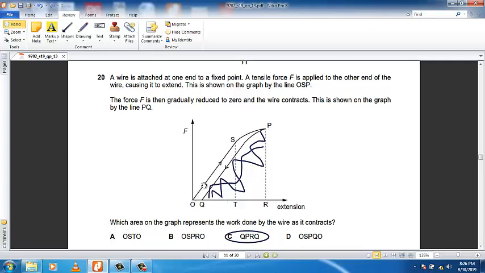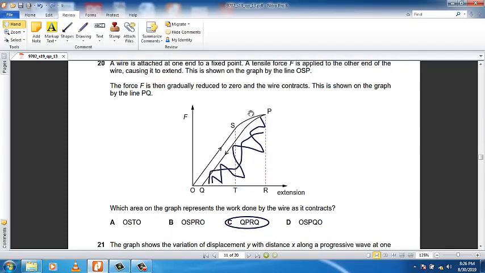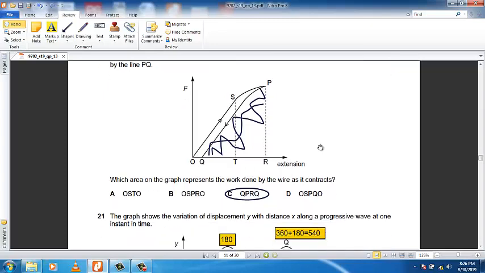This was the time when it was stretching, and when it contracts, this is the line. So the area under this line will show the work done by the wire as it contracts. So this becomes QPRQ, so it's C.